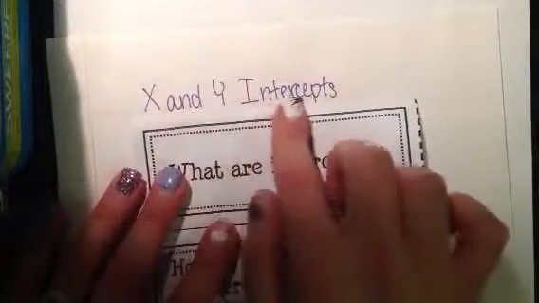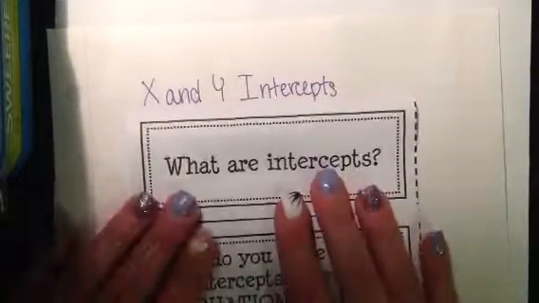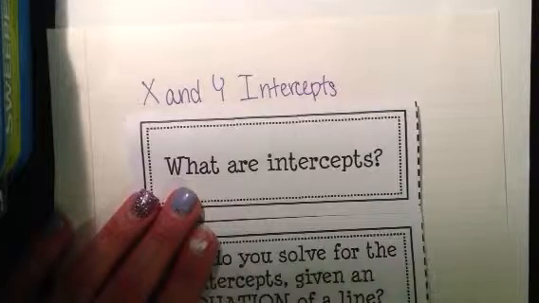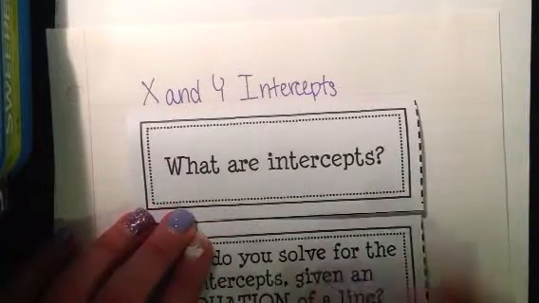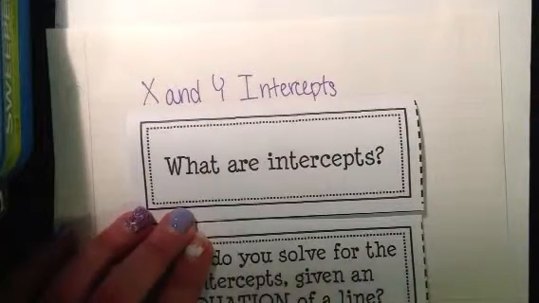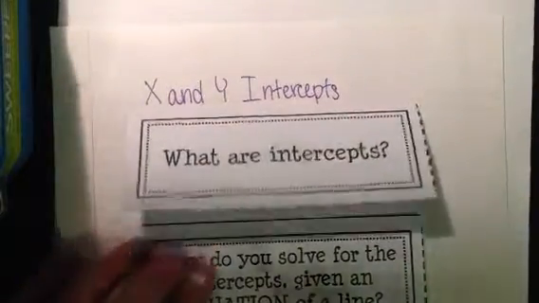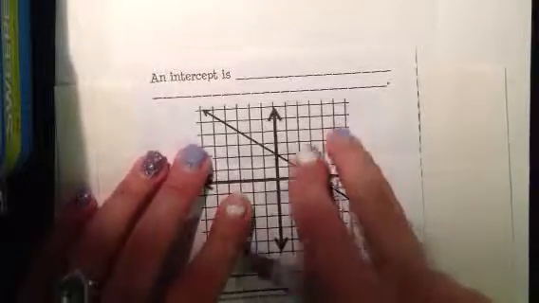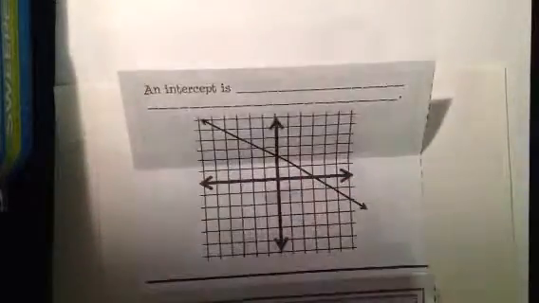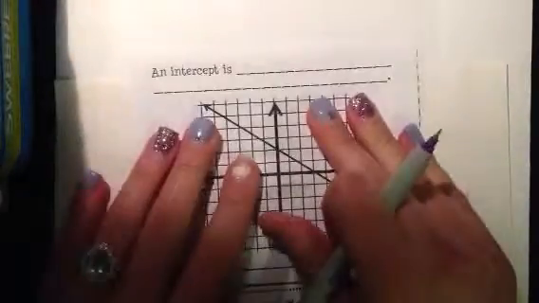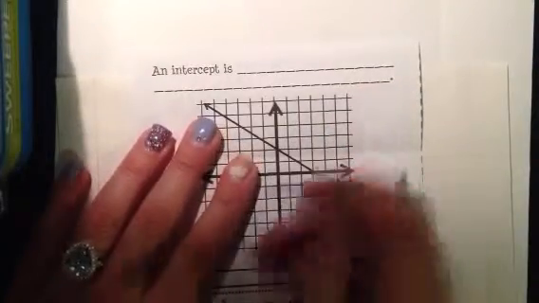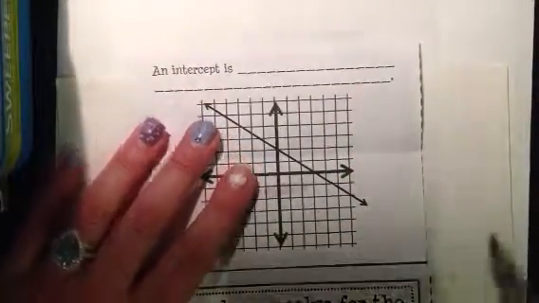These are the notes for x and y intercepts. So we're going to start off by answering the question, what are intercepts? If we open up this first flap, I want you to write that an intercept is the point where the line crosses the given axis.